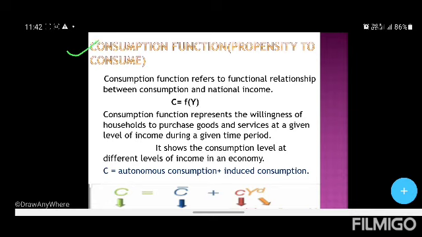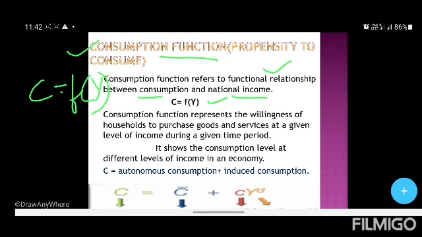Now we have consumption function. Consumption function is nothing but the functional relationship between consumption and income. There is a relationship between consumption and income, which is called the consumption function. That C is a function of income. Here, income is denoted by capital Y.